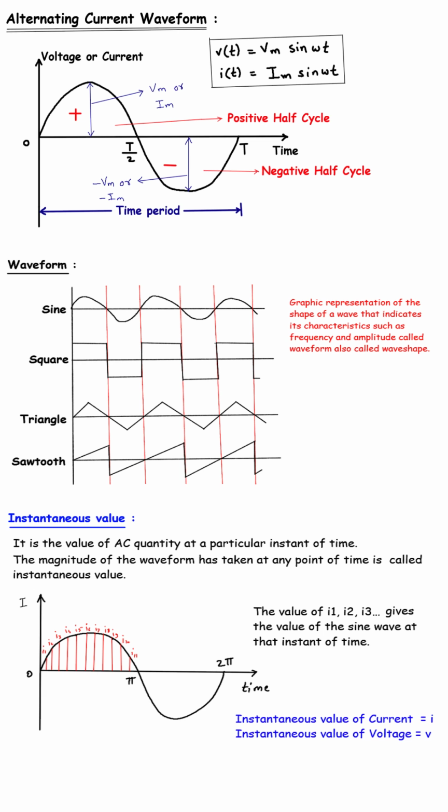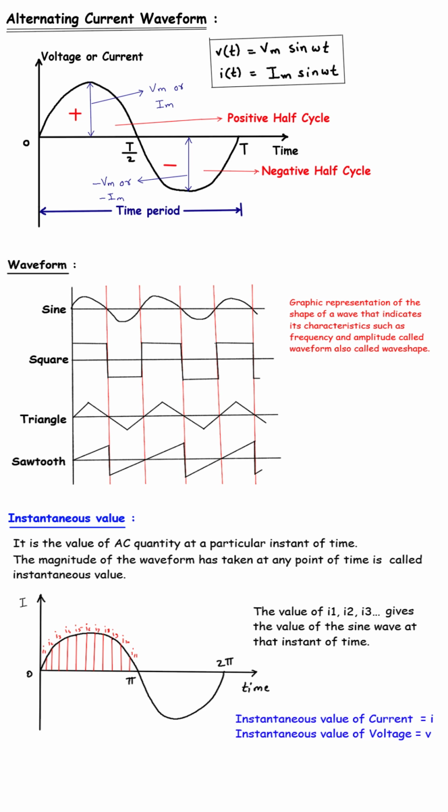On the bottom part of the image, we see the concept of instantaneous value. The instantaneous value is the value of voltage or current at any specific moment in time along the waveform. For example, at a particular time, the current might be I1, I2, I3, and so on, depending on the sine wave's position at that instant. These values are important for analyzing AC circuits at different time points.